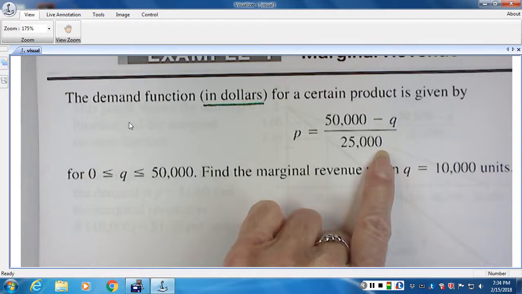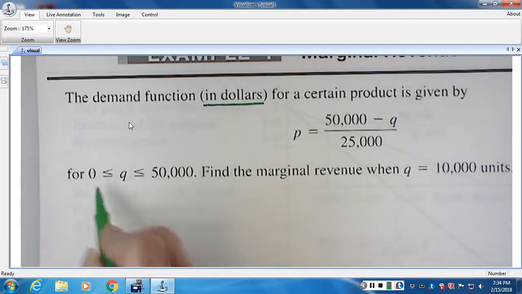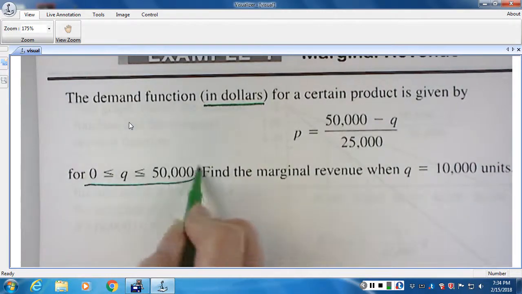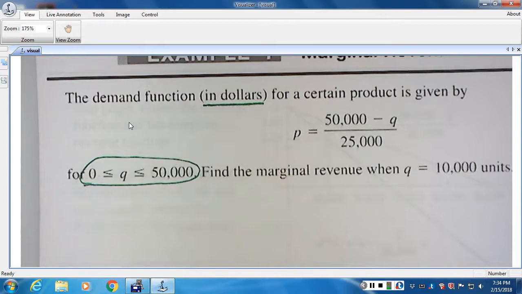And this is only good on the interval where Q is between 0 and 50,000 inclusive. We don't know what happens to demand after the quantity 50,000. We don't know anything about that. Okay?